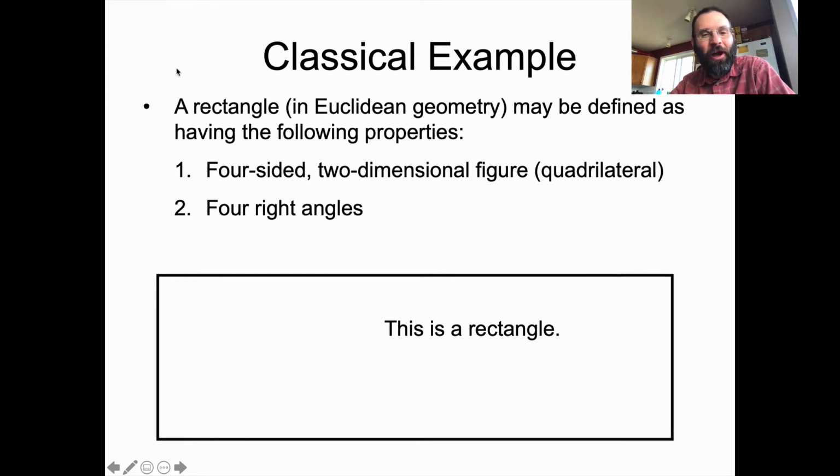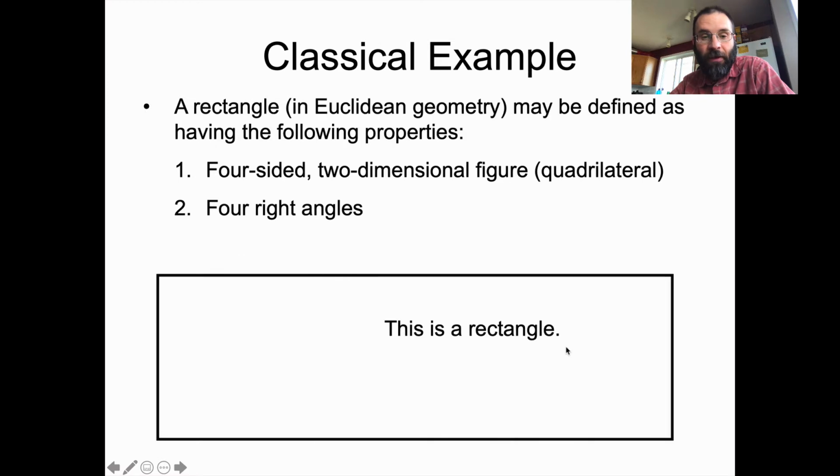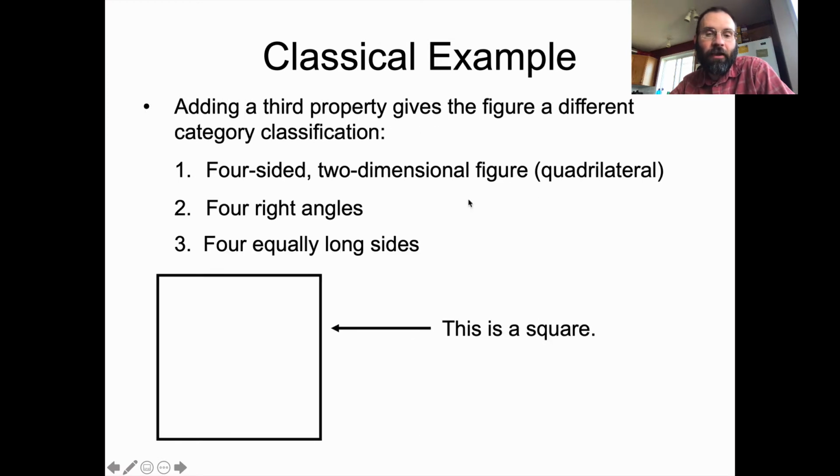But we can add another property to that and say that if it has four equally long sides, then it's a square. So now we have two different things which are clearly defined or differentiated by this one single property.